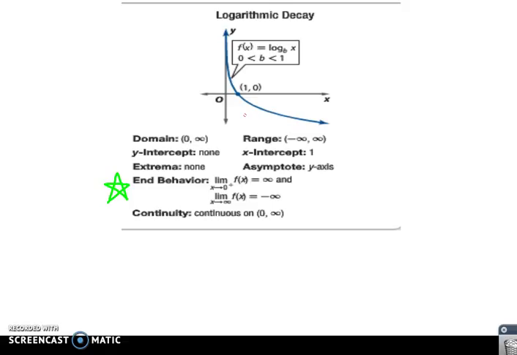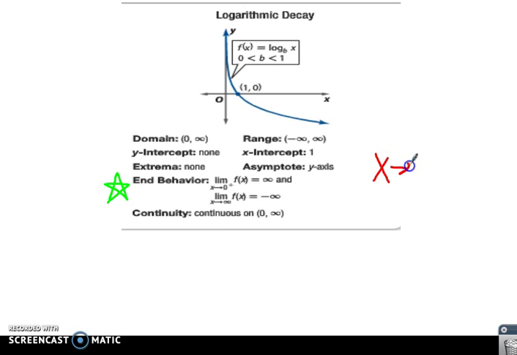Well, guess what, folks? What's the only thing to change here? Let's look. The domain didn't change from the last problem. Neither did the range. Neither did having no y-intercept. My x-intercept didn't change either. I didn't change my extrema. I didn't change my asymptote. The end behavior was the one to change a little bit.